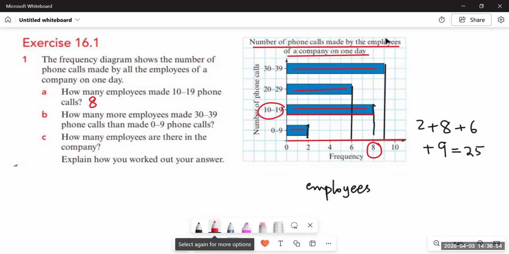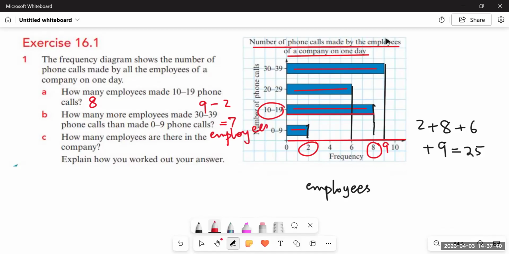Then, how many more employees? Whenever they ask for more employees, it means we have to subtract. So how many more employees made 30 to 39 phone calls than 0 to 9? First we find how many employees made 30 to 39 phone calls. They were 9. And 0 to 9 phone calls were made by only 2 employees. So how many more employees made 30 to 39 phone calls than the ones who made 0 to 9 phone calls is 7 employees. This is the answer to part B.